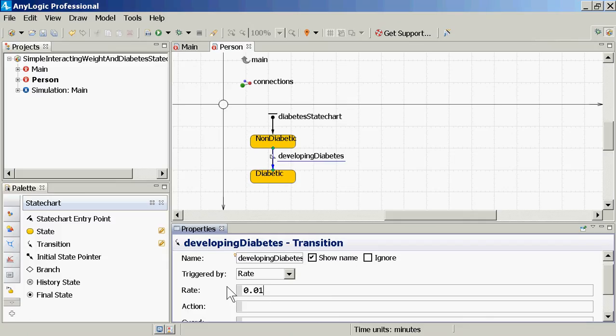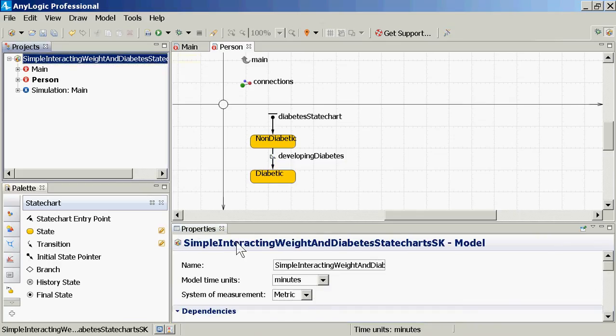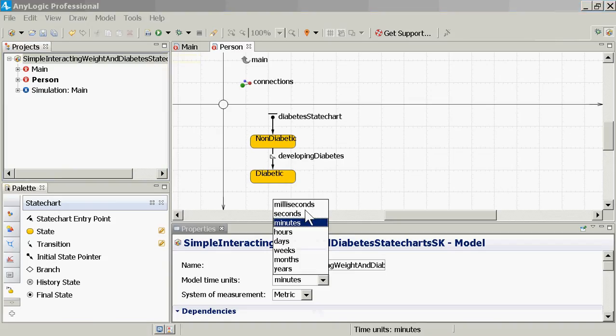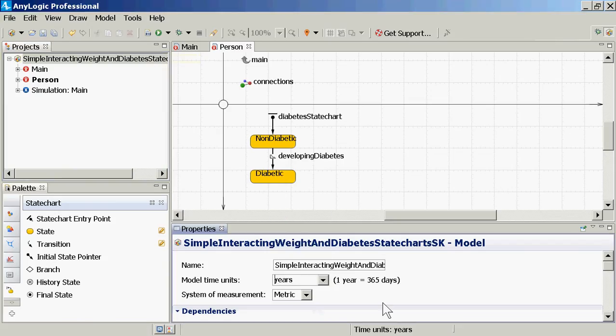So they're going to have a 1% chance per year. Now, this brings up the time unit. Where do I go to specify the time unit in this model? Can anyone say? It's up in the whole project. So let's go up to the project. Time units is minutes, which we definitely don't want, and we're going to set it to years. Okay?